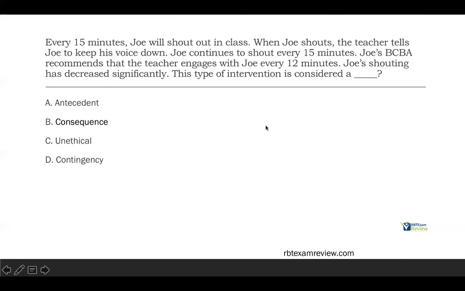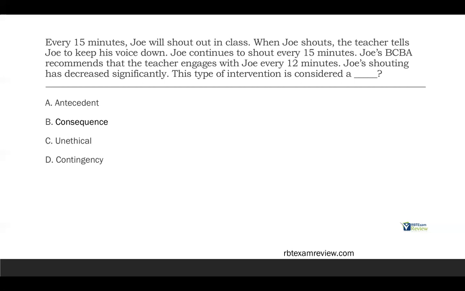Every 15 minutes, Joe will shout out in class. When Joe shouts, the teacher tells Joe to keep his voice down. Joe continues to shout every 15 minutes. Joe's BCBA recommends that the teacher engages with Joe every 12 minutes. Joe's shouting has decreased significantly. This type of intervention is considered what?